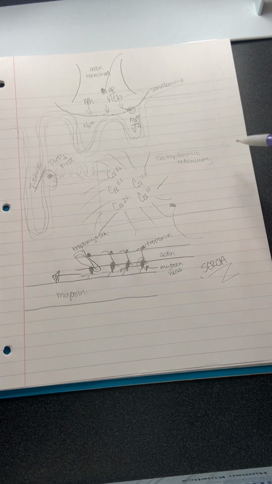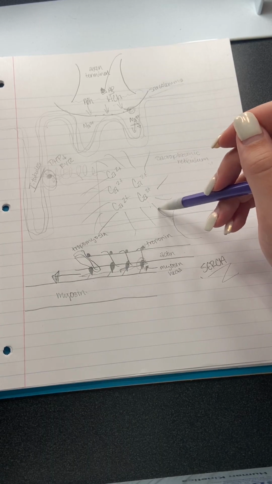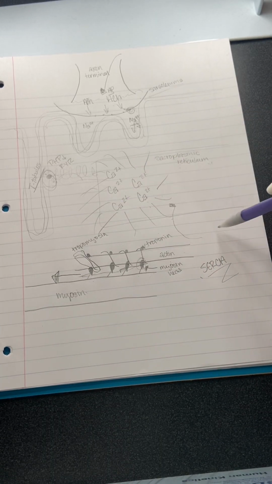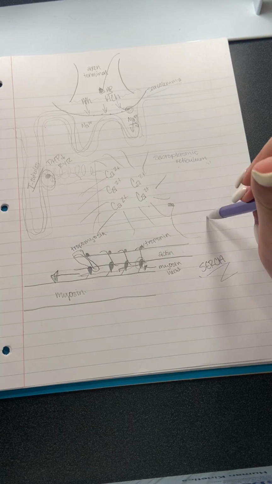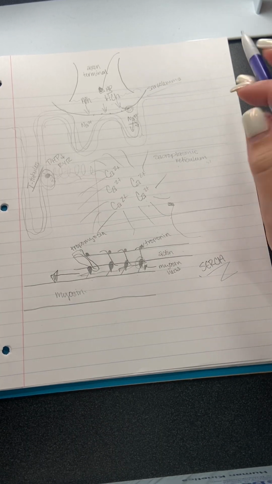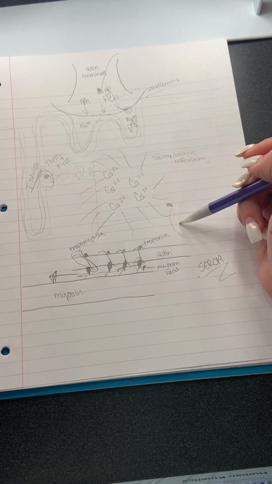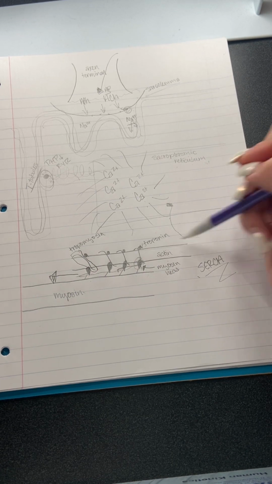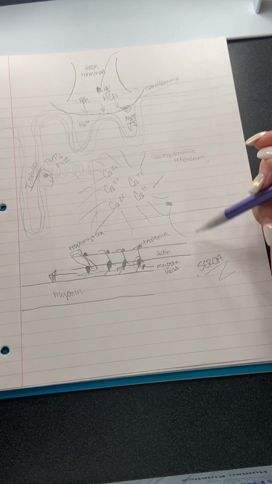Okay, and as we know, once the calcium is released from the SR into the rest of the muscle, it's going to allow the muscle to contract. So calcium is going to be released from the SR, like I said, all throughout the muscle, everything like that.